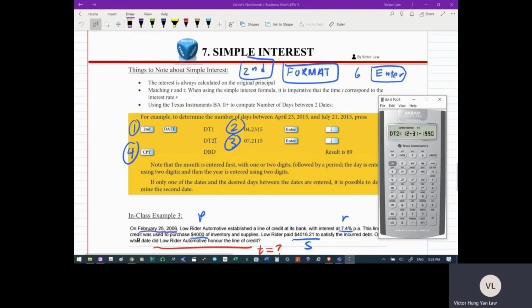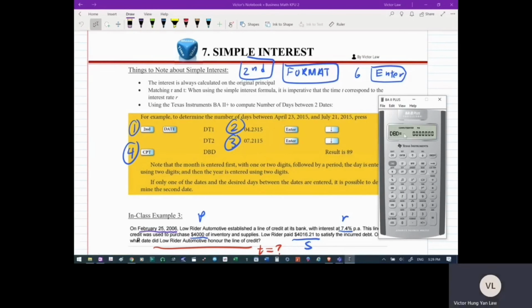So in step 3 here, our second date is July 21st, 2015. So 07.2115 for July 21st, 2015. So we're going to put 07.2115, and then we press enter, and then we arrow down.